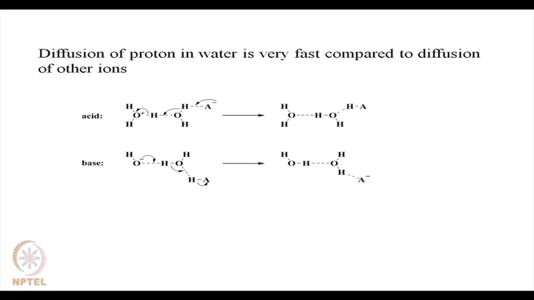Diffusion of proton in water is very fast compared to diffusion of other ions. Why? Because proton is very small in size, and also there is a mechanism called the Grotthuss type mechanism, by which the proton does not need to swim close to the interacting entity. It is basically a relay kind of mechanism: on one side a proton is attaching, and on the next side another proton is detaching.